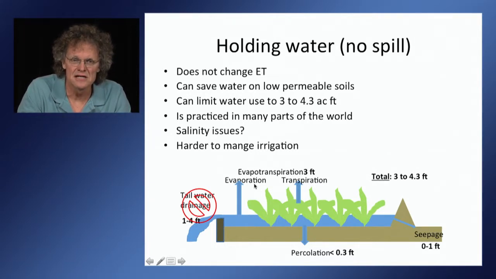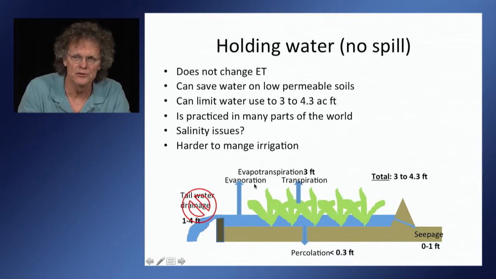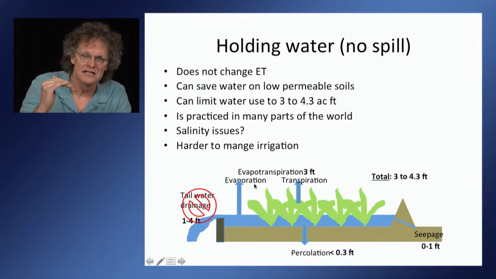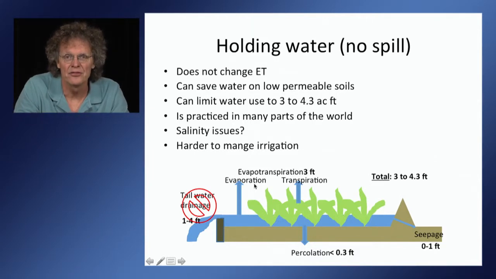The other issue is that it is harder to manage your irrigation. You have to constantly be monitoring to make sure that your water irrigation inputs are matching what you're losing, so you can hold the water at the right level.